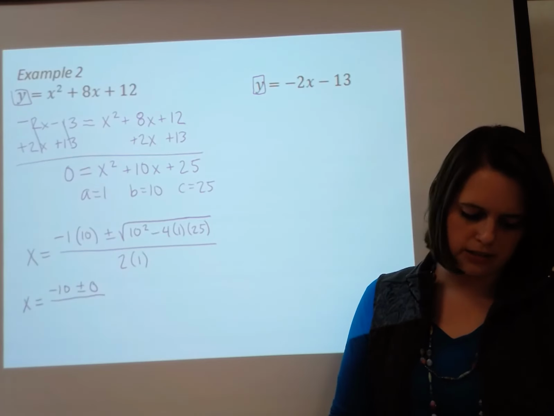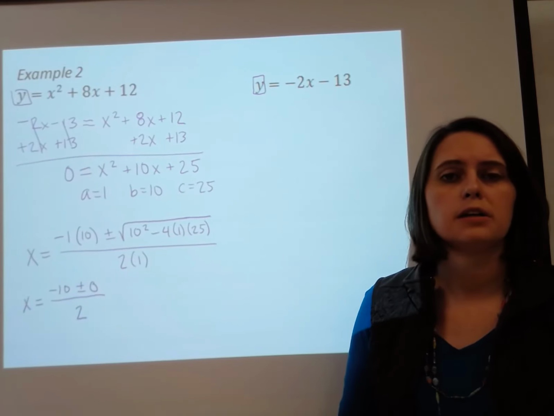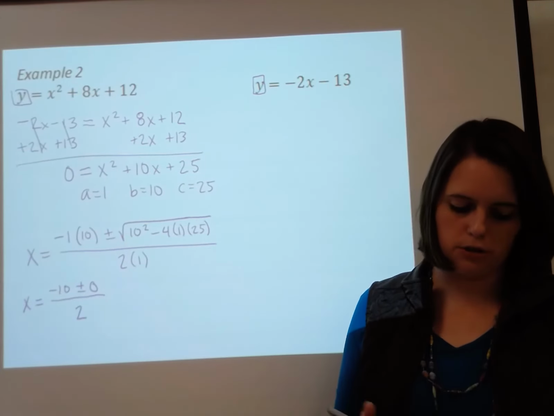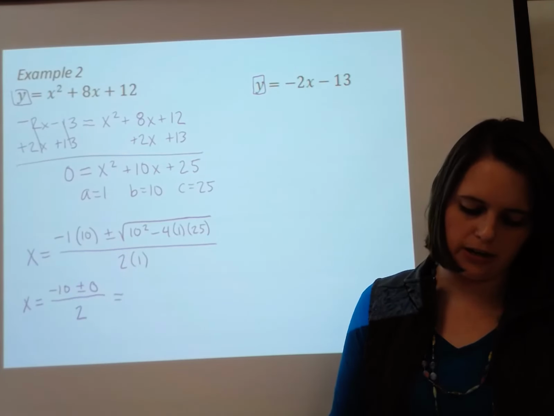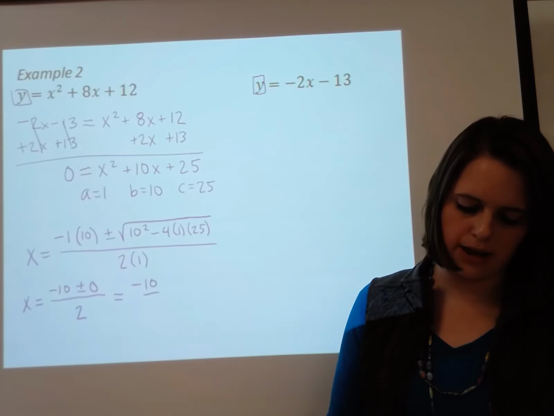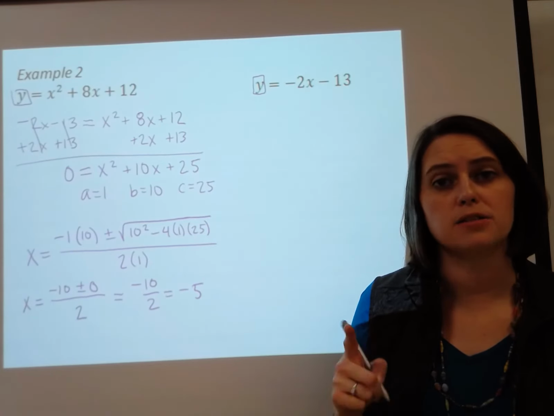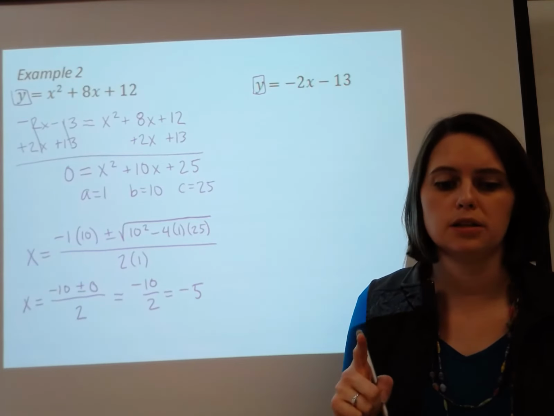2 times 1 is 2 in the denominator. So it doesn't matter if we add or subtract a 0, it's going to give us the same solution. So really that part is unnecessary. We have negative 10 divided by 2 gives us a negative 5. So here we have just one x value that we have found. So we now know that we'll just have one solution.